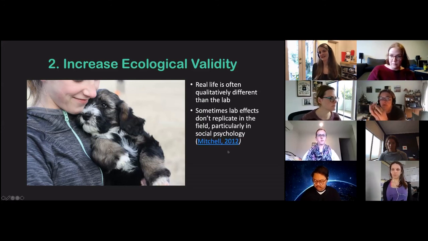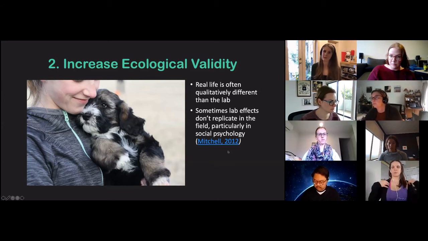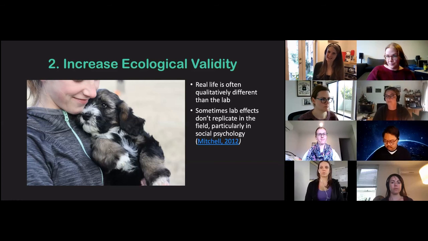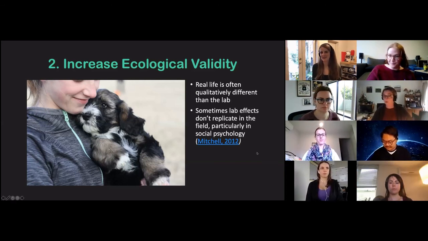The tie into this is that sometimes our lab effects, because maybe they're qualitatively different, don't replicate in the field. This is particularly a problem in social psychology, and I am a social psychologist, so I'm allowed to dunk on my own field. In social psychology, this meta-analysis showed that our lab results were only about 0.5 correlated with field replications of the same results. And sometimes the results actually even changed directions when you took them into the field. So it's really important to get outside of the lab and understand those experiences.